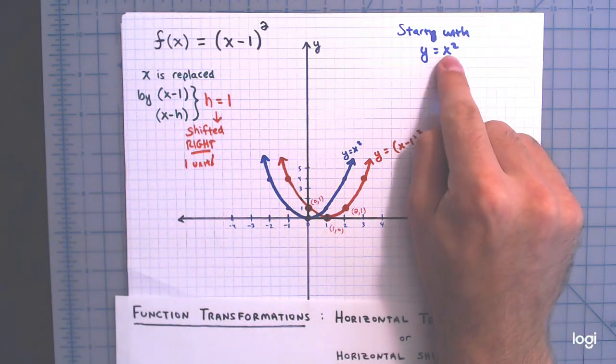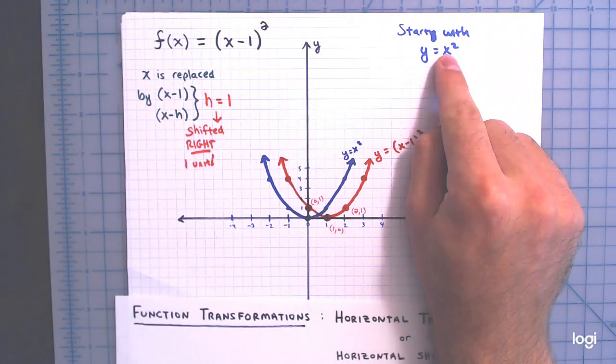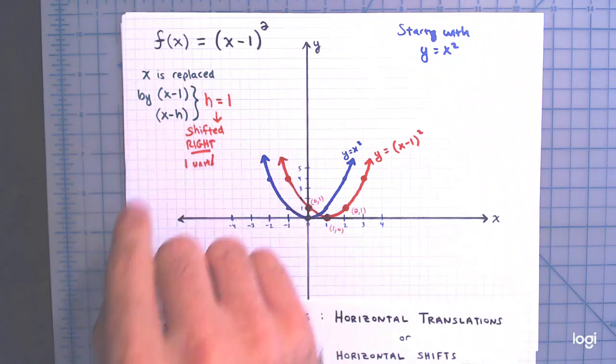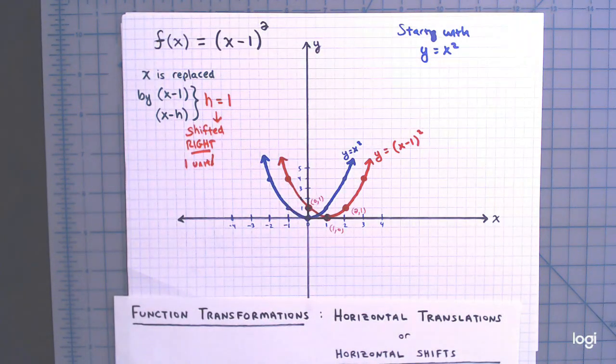It's when you start with an expression, y equals some function of x, and in that expression all the x's are replaced by some x minus h. That's when you're going to see a horizontal shift. And if that value of h is positive, it's a shift to the right.